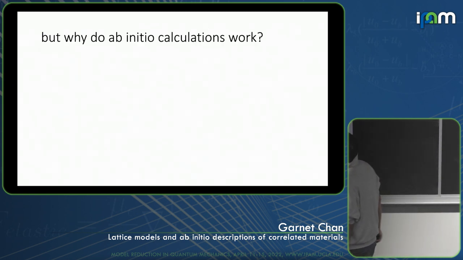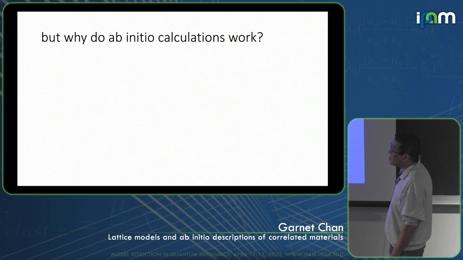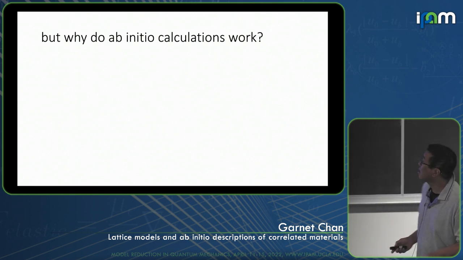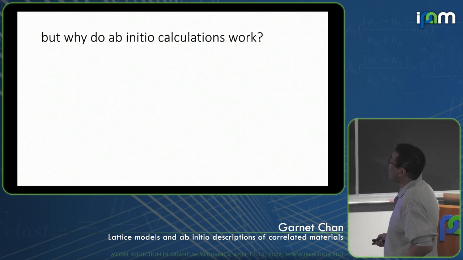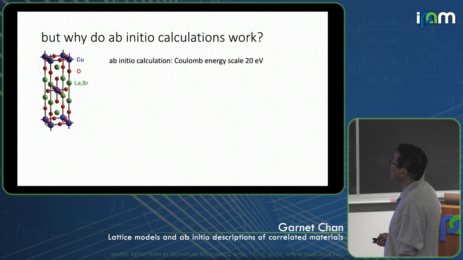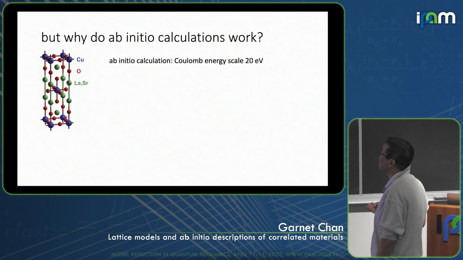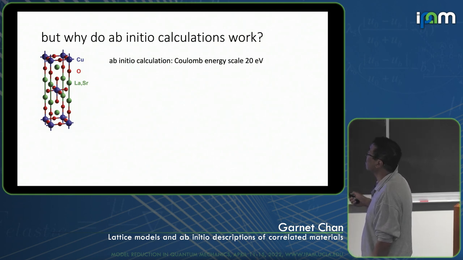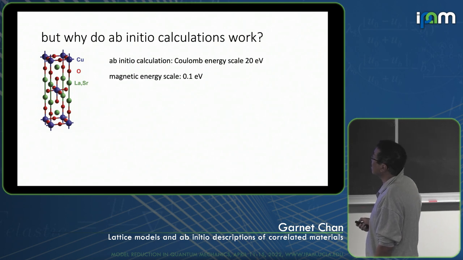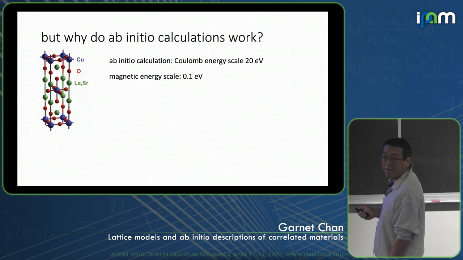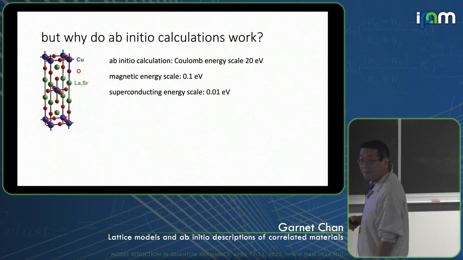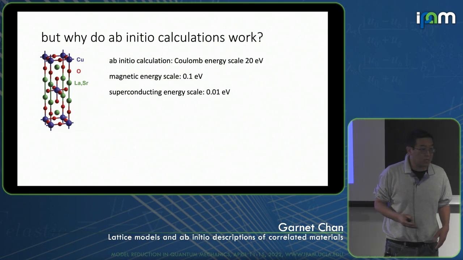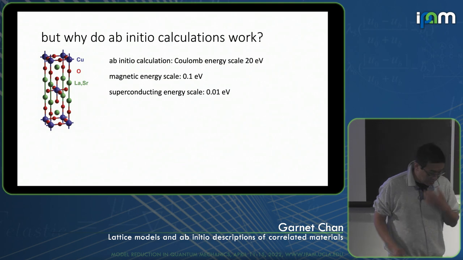But that begs the question, however, and I don't have a real answer to this, why do these calculations which start with all degrees of freedom actually work to describe low energy physics in the first place? Because from a back of the envelope perspective, we're working from an energy scale that's very large. In fact, if you think about the core electrons, you have 1,000 eV, very, very large energy scales. The magnetism is at some scale which is much, much smaller, 0.1 eV or less. And the superconducting energy scale is even smaller. And so if you ask, how do I go from this large number to the small number and not make some error that just overwhelms everything, it's actually a little bit mysterious.